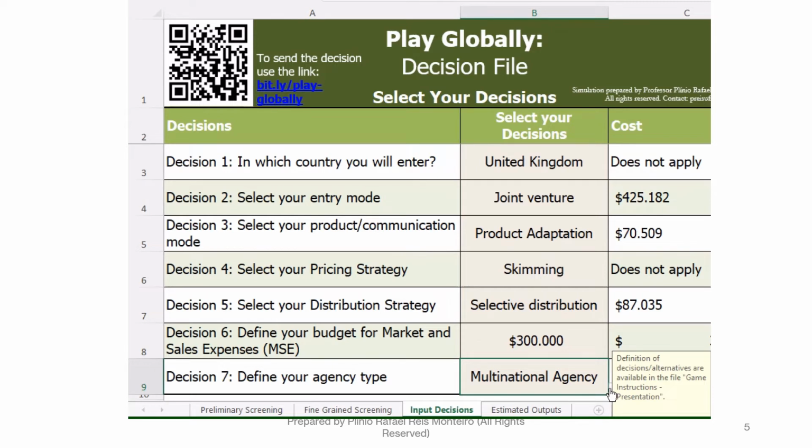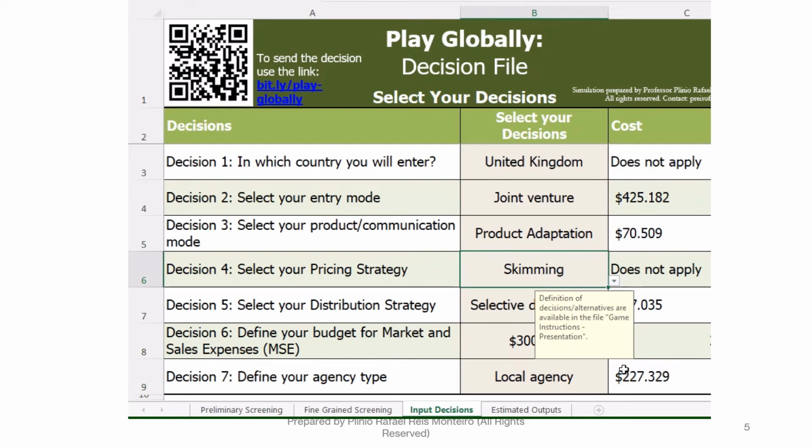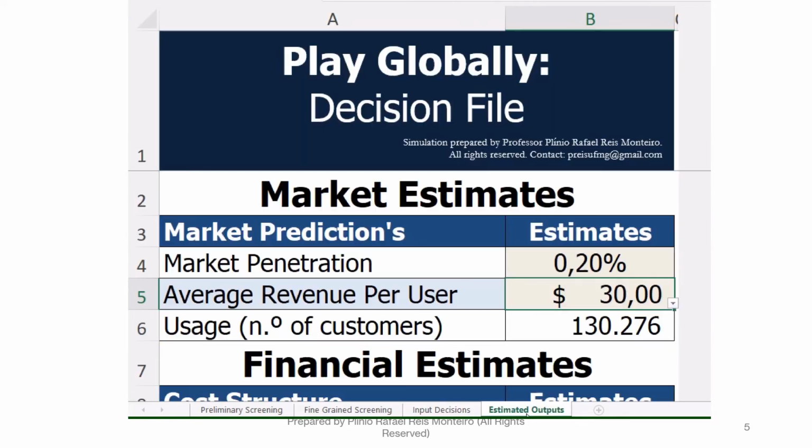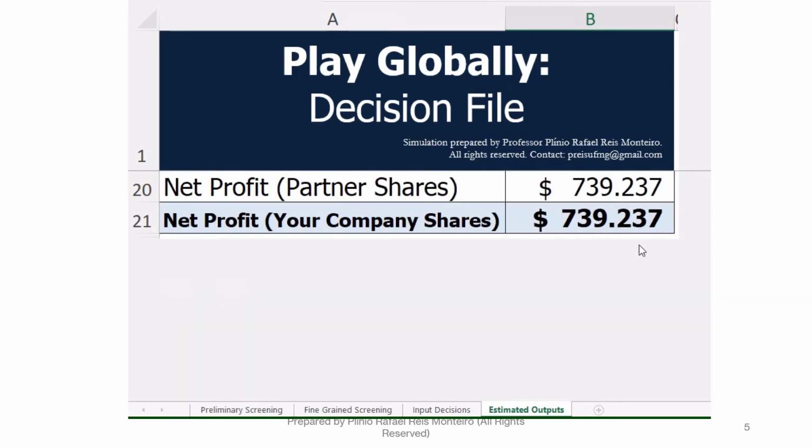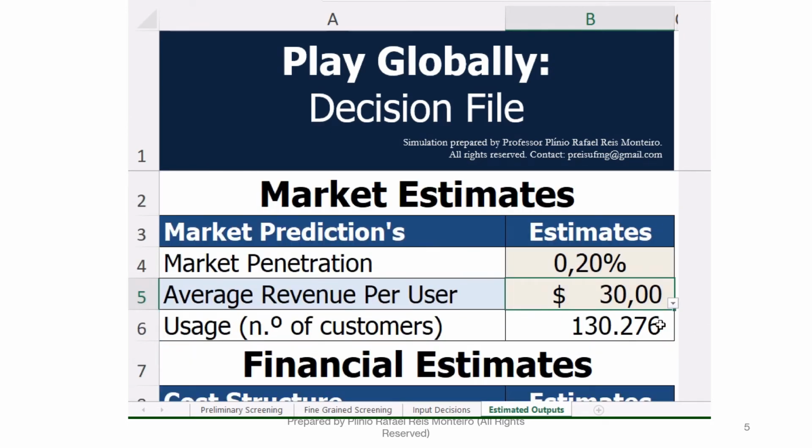I can try to see what will be my result with a local agency. So what will happen if I choose a local agency? If I choose the local agency, my cost will be really low compared to the multinational agency, and I can be profitable even with this approach. But of course, if I believe that I can achieve 0.2% of the market with a multinational agency with $30 per customer with this huge and really successful agency, probably I need to reduce a little bit my estimates here, since I'm not going to have the same performance with just a local agency.